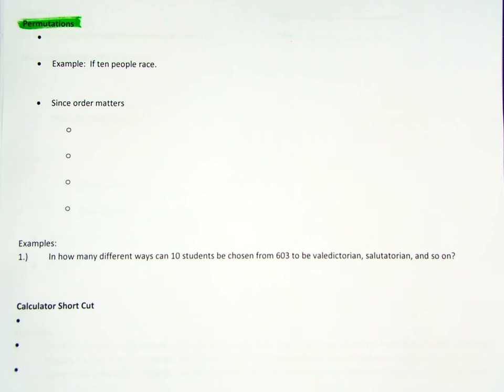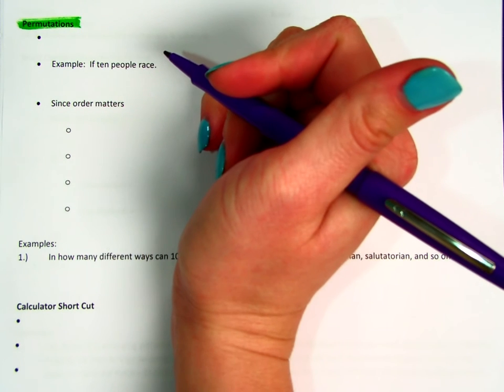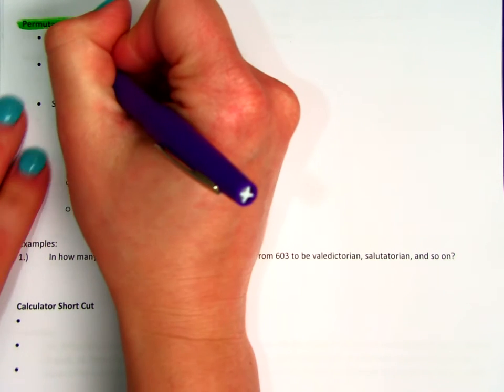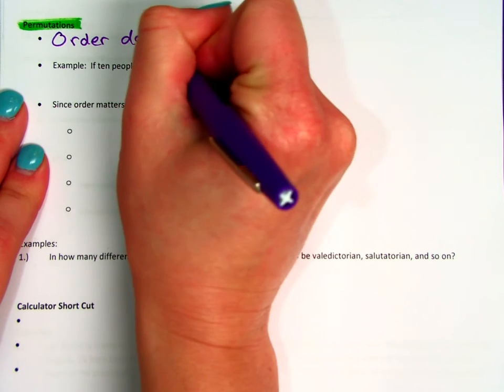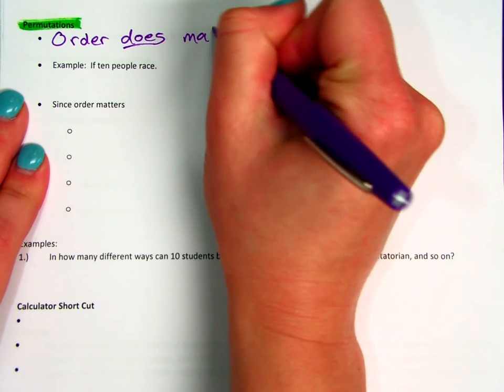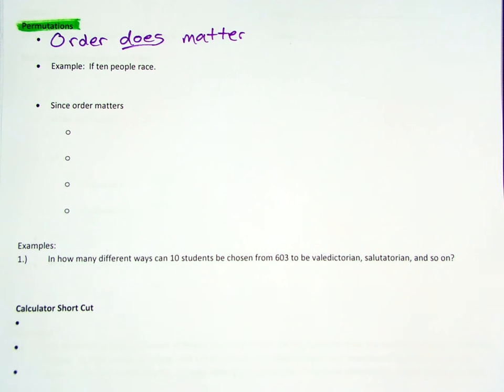The big difference between a combination and a permutation is that in a combination, the order does not matter, but in a permutation, the order does matter. So that means if order matters, we should be doing the permutation stuff. If order does not matter, we should be doing combinations.